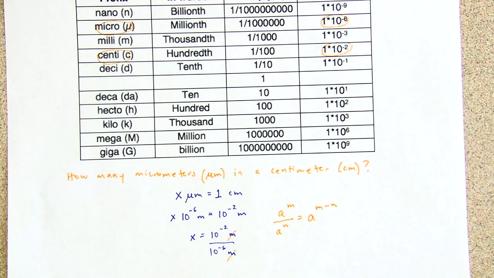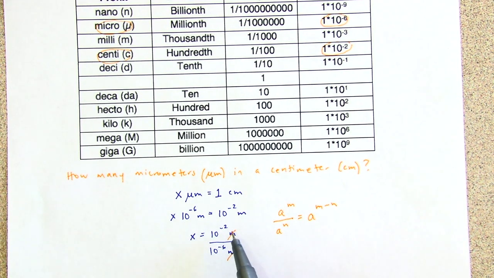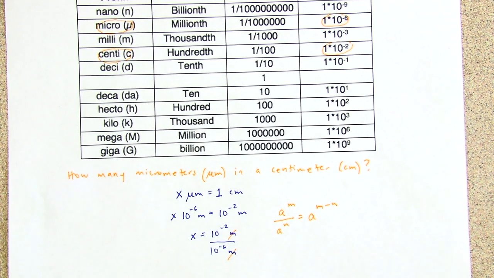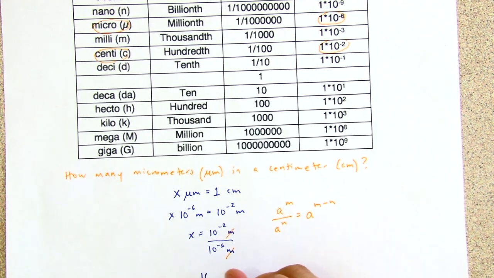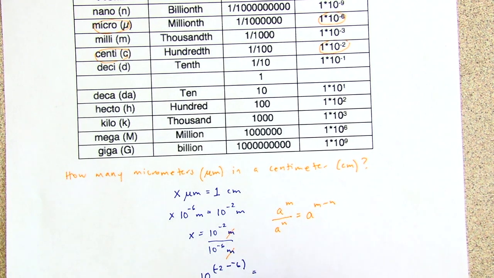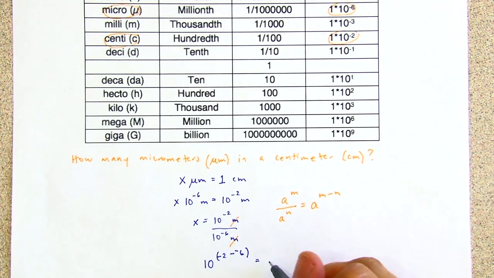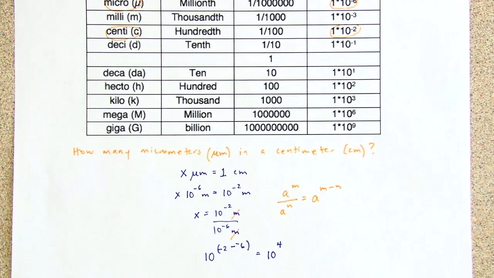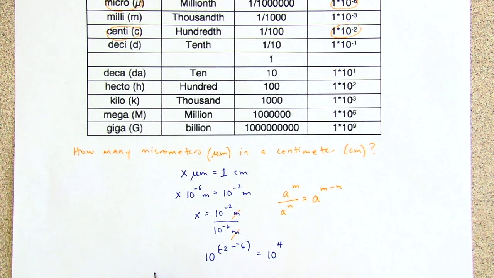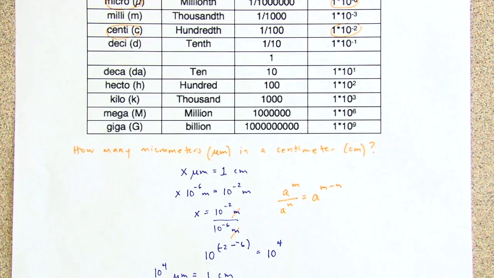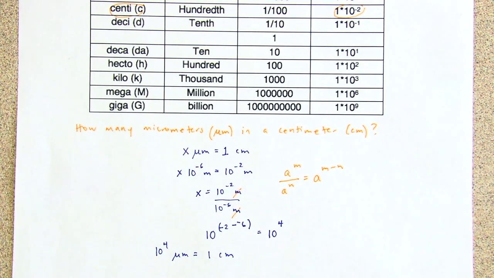So now all we have to do is look at our exponents here, negative 2 and negative 6. This is the same as 10 to the power of negative 2 minus a negative 6, which is the same as negative 2 plus 6, right? So it's 10 to the power of 4. So x equals 10 to the power of 4. So the sentence we can write is there are 10 to the power of 4 micrometers in 1 centimeter.